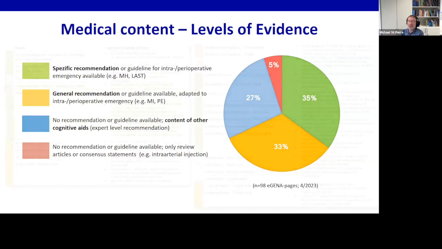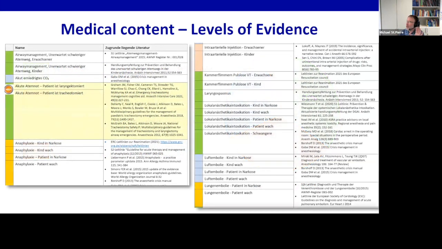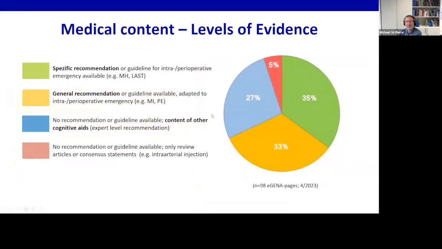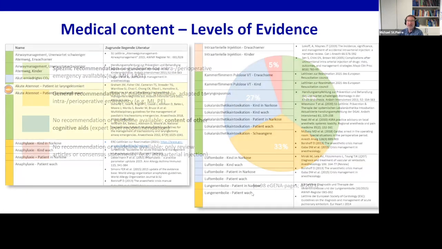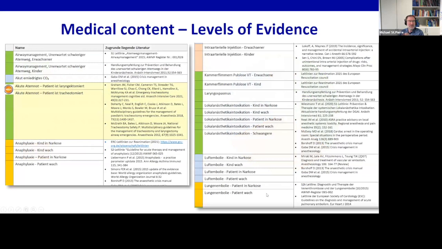So what we did is, on the home pages, you can always download a current version of the medical content levels of evidence. The color coding is, again, the color coding from these 4 different categories. And if you, for example, want to see what we took as a therapy for intra-arterial injection in adults and in children, you see those 2 review articles in the upper right.